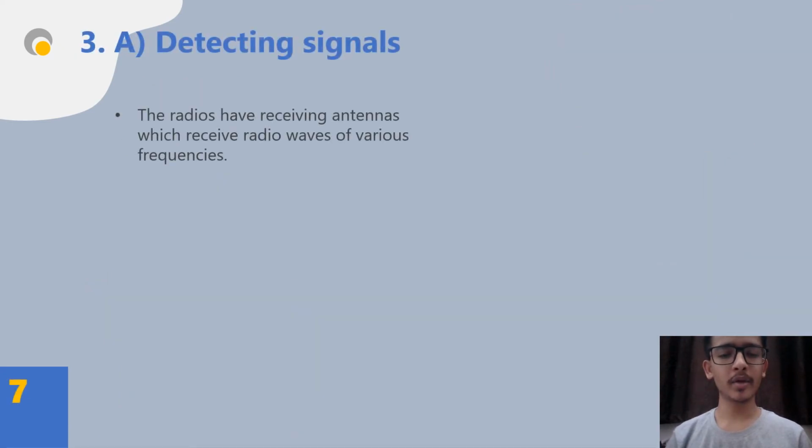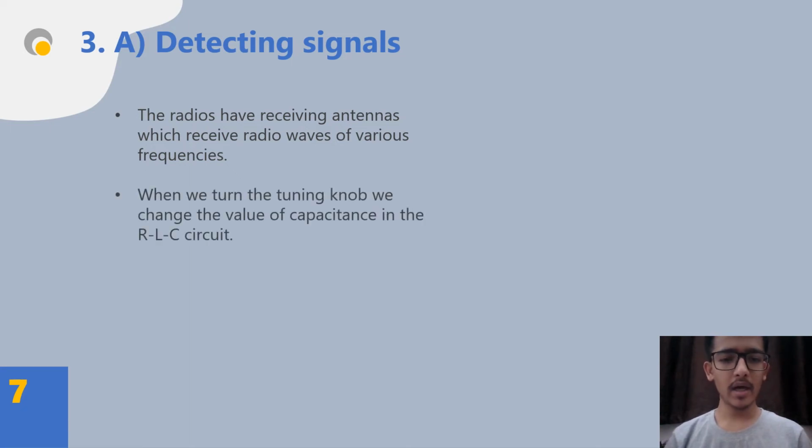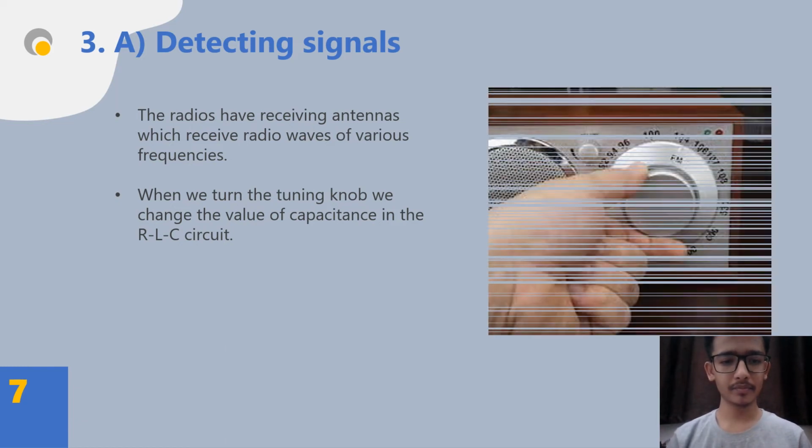Now, coming to the third part's first subpart about how the detector actually detects these signals, which are in the form of radio waves, which are broadcast by the broadcasting channels. So the radios have antennas which receive these various radio waves of various different frequencies broadcast by different channels. And when we turn the tuning knob of the radio, we change the value of the capacitance in it.